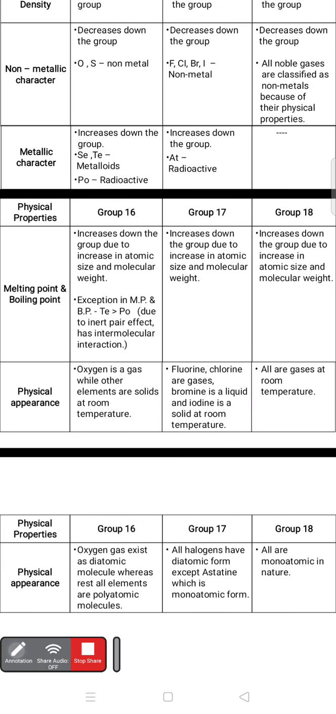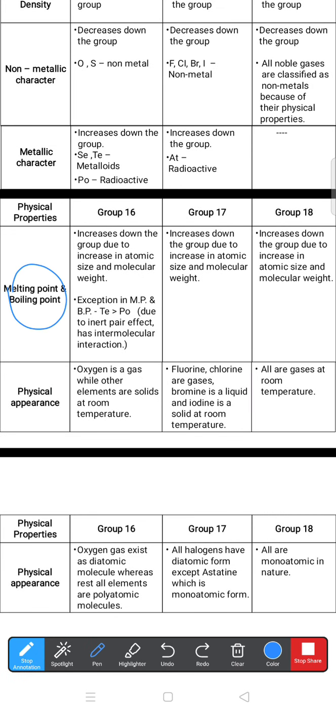Later on, melting point and boiling point. In case of melting point and boiling point, it increases down the group due to increase in atomic size and molecular weight. In that, exceptional cases are there. The melting point and boiling point of tellurium are greater than polonium due to the lone pair, the inert pair effect, and it has intermolecular interaction. Intermolecular interaction among the atoms can cause the exceptional case about their melting point and boiling point, and that's why tellurium has a higher melting point than polonium.